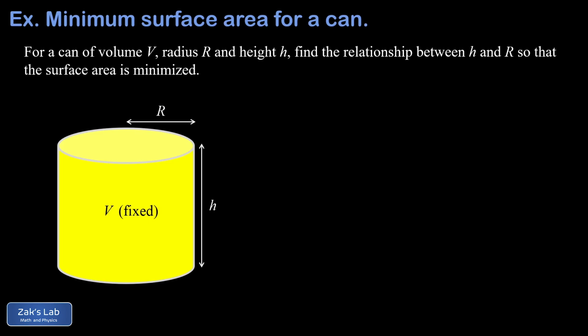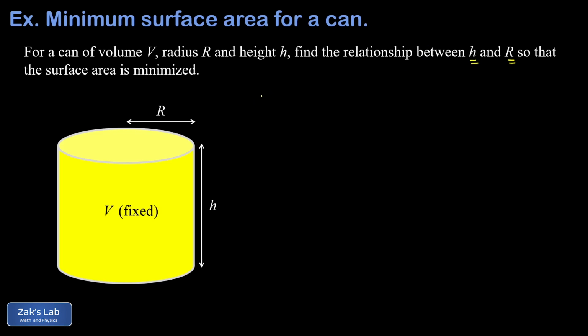And we have a fixed volume that we're interested in containing in this can, but I want to minimize the amount of material it takes to construct it. So it's the surface area that we're minimizing here. In the way this question is posed, we're asked to find the relationship between the height and the radius, giving us the minimum surface area.